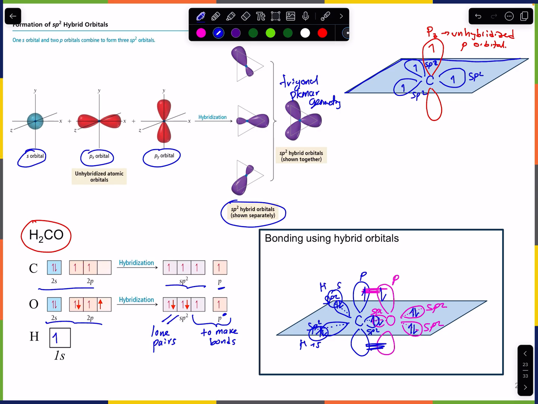Here we can say that the carbon double bond with oxygen is because we have sp2 and pp overlaps, right? We have the overlapping of those set of orbitals in order to get the corresponding double bond.